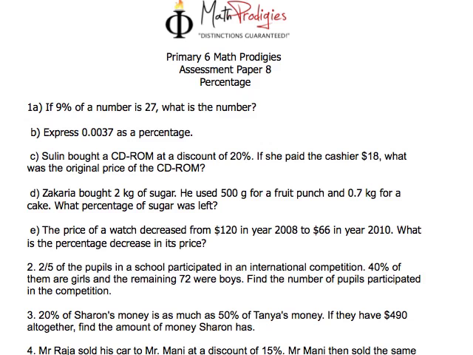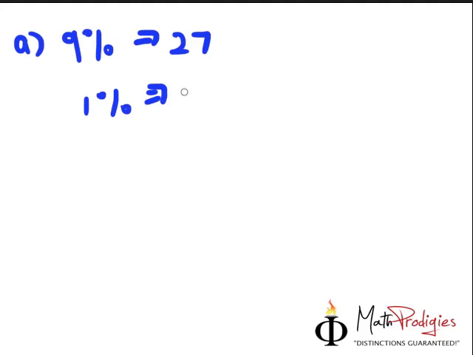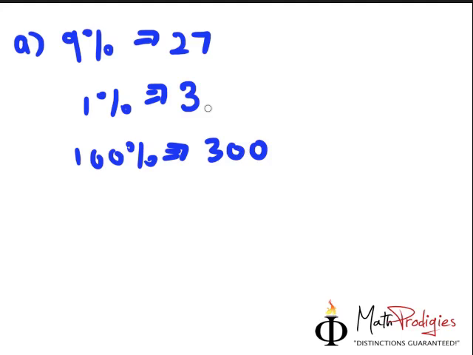The question says, part A, if 9% of a number is 27, what is the number? This is similar to saying if 9 units of a number is 27, what is the number? So 9% is 27, so 1% is 27 divided by 9, which gives you what? 3. So 100%, which is the number, is 300, because 3 times 100. That's it, okay? Let's move on to part B, very fast.